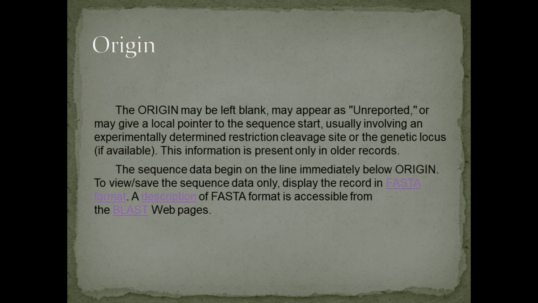The sequence data begins on the line immediately below the origin. To view and save the sequence data only, display the record in FASTA format. A description of FASTA format is accessible from the BLAST web page.